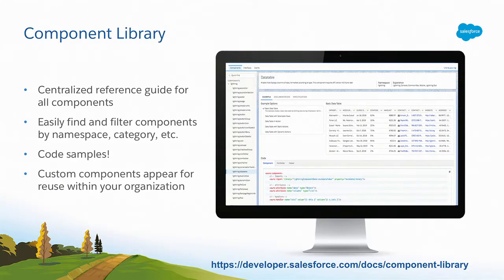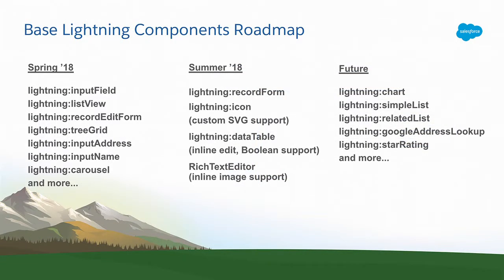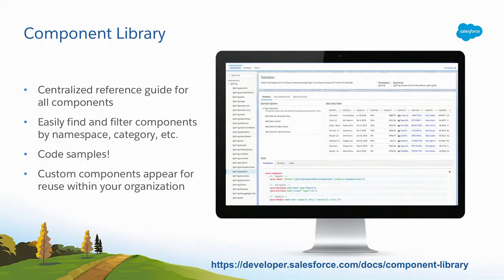And of course, I guess that was supposed to say spring of 19. Was it? No, that's spring of 18. That was the spring release, summer of 18, and we are now at the winter 19 release. So there you go. Okay, so finally, component library.